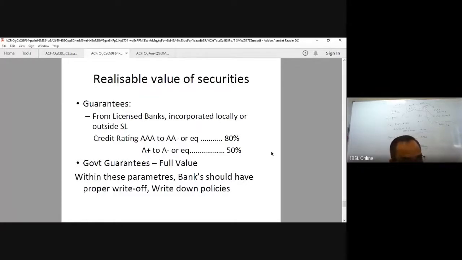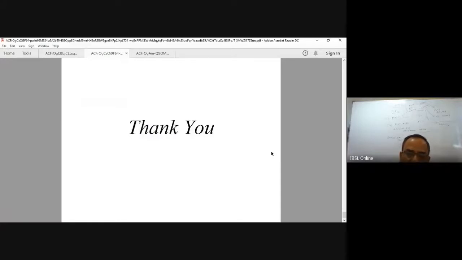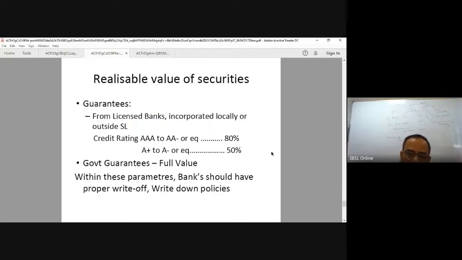Then there are government guarantees. Treasury guarantees are given for government departments to borrow from different banks, private or public. The government guarantees, of course, are 100% realizable value. So the bank's write down and provisioning policy should be based on this realizable value. Any questions up to now?